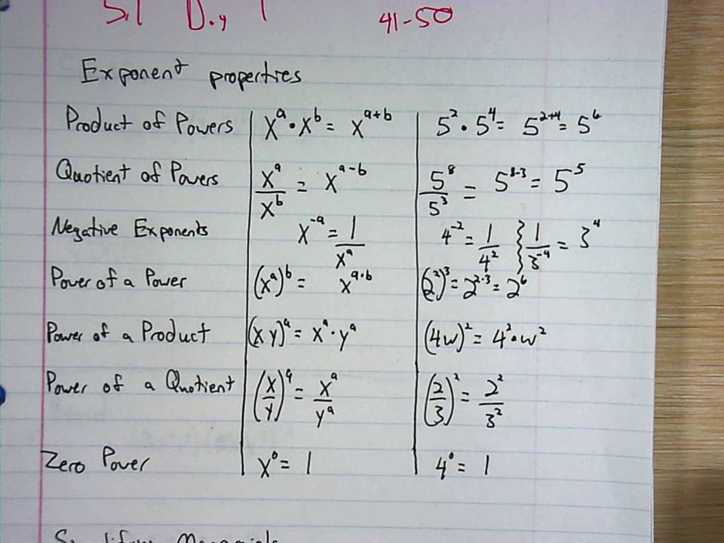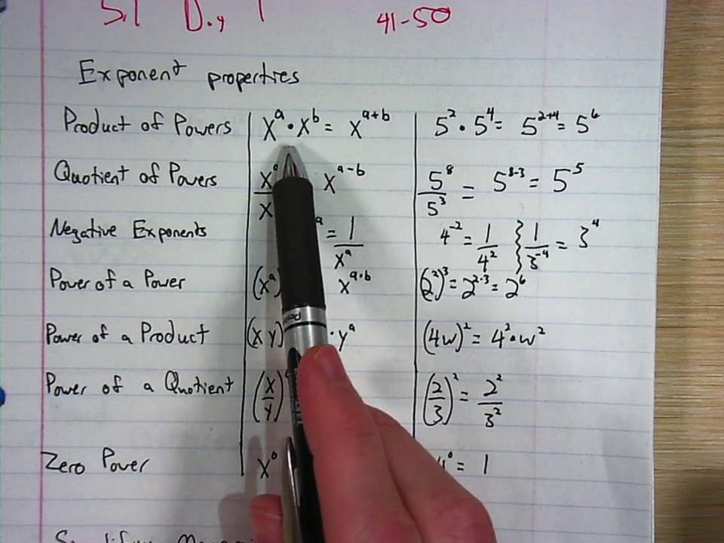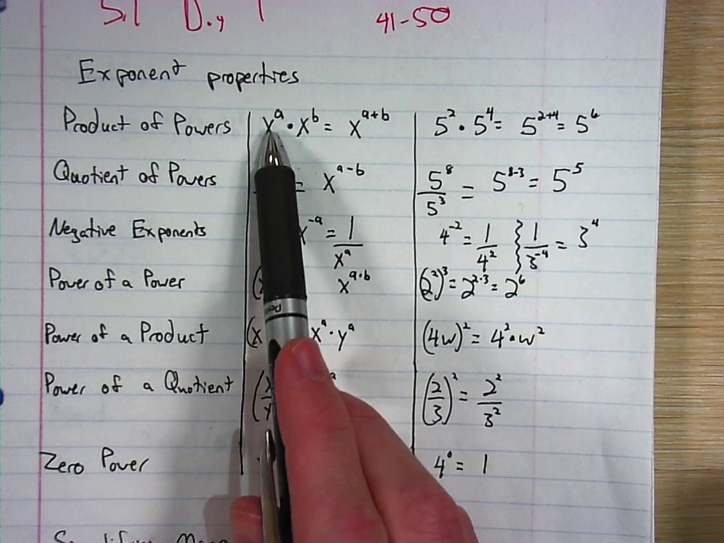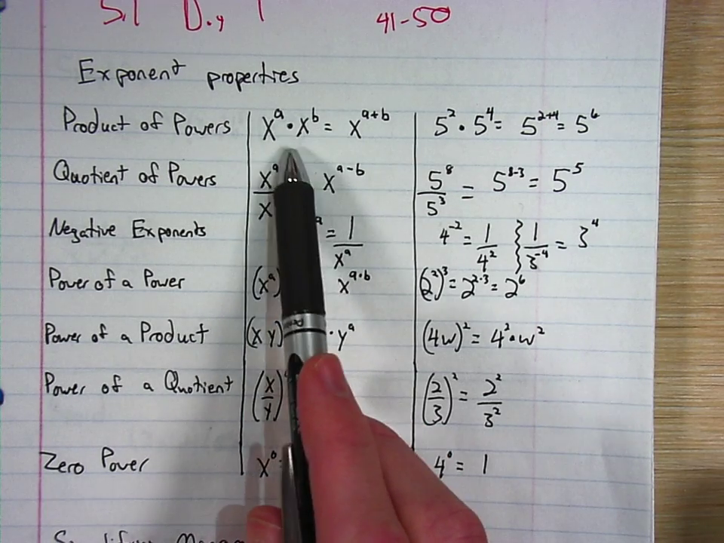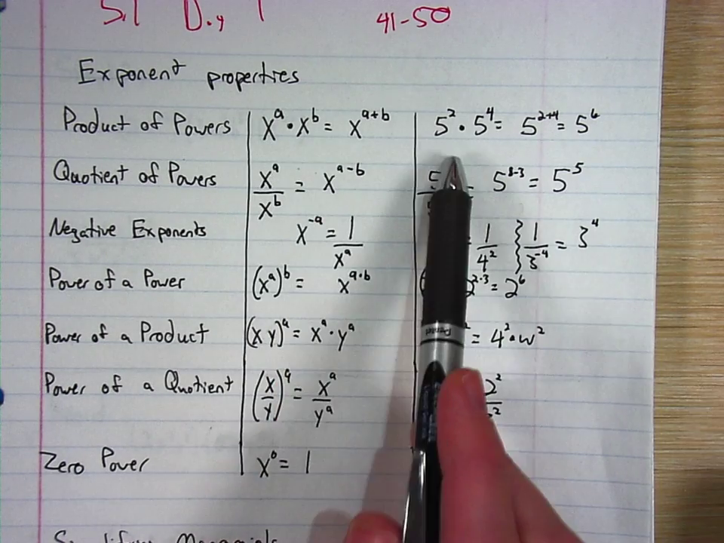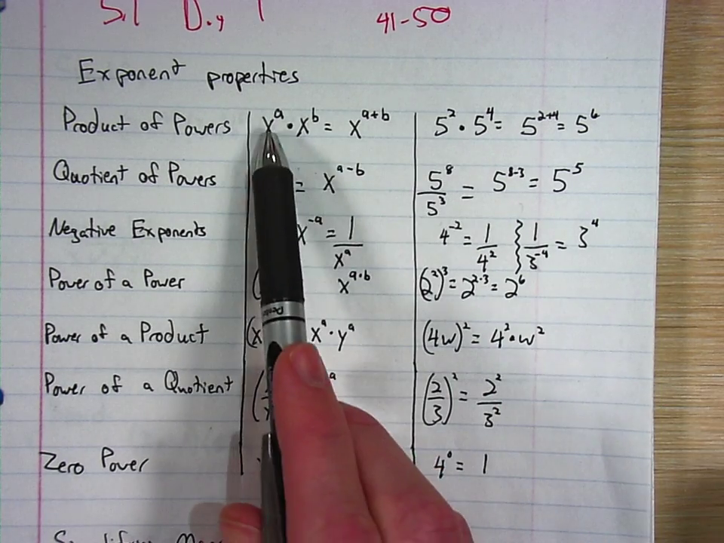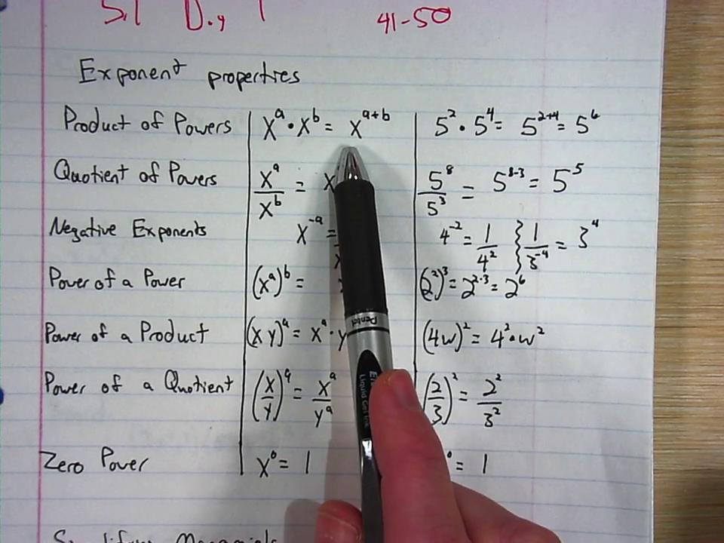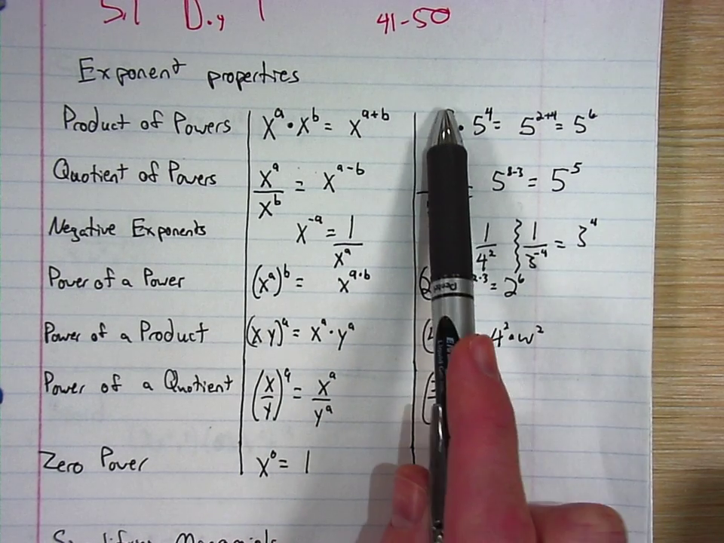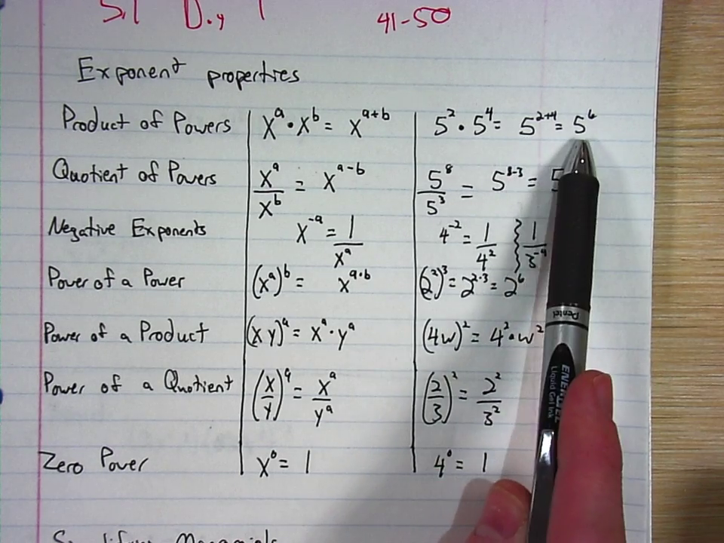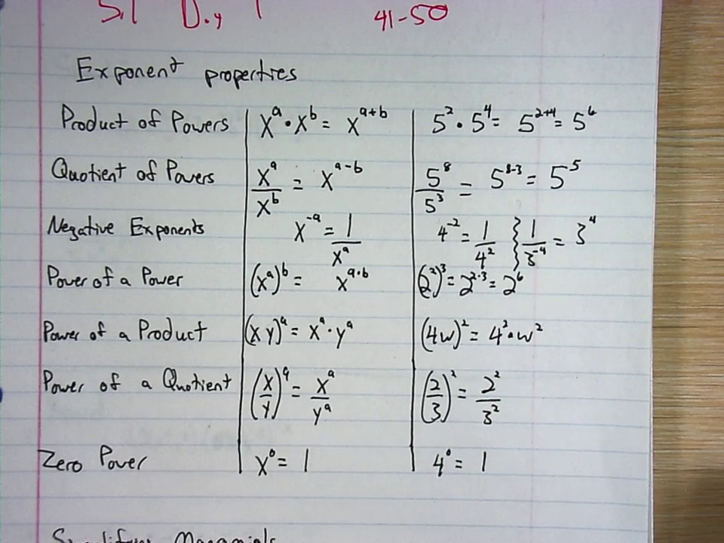So our first property is the product of powers. Product because you're multiplying, and powers. We have a common base, x to the a times x to the b. If the letter or the number down here is the same, the big letter or the big number is the same, then we can add our exponents. So this is going to be x to the a plus b. Over here we have 5 squared times 5 to the 4th, so it would end up being 5 to the 6th.